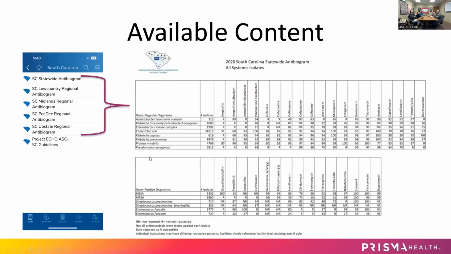Just some of the content that's available, and I'll reference some of this, especially at the end of today's presentation. We have a statewide antibiogram, and we also have that broken down into regions as well. And this is accessed at your fingertips on your smart device. So I pulled an example of what one of those looks like on my phone. So it's very easy to see on your phone. This is actually a screenshot from my phone of what the statewide antibiogram looks like, just for your reference.